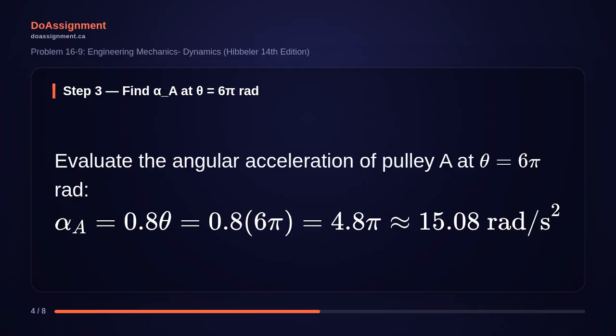We now evaluate the angular acceleration of Pulley A at the final position. Substituting theta equals 6 pi into the expression gives alpha A equals 0.8 times 6 pi, which equals 4.8 pi, or approximately 15.08 radians per second squared.